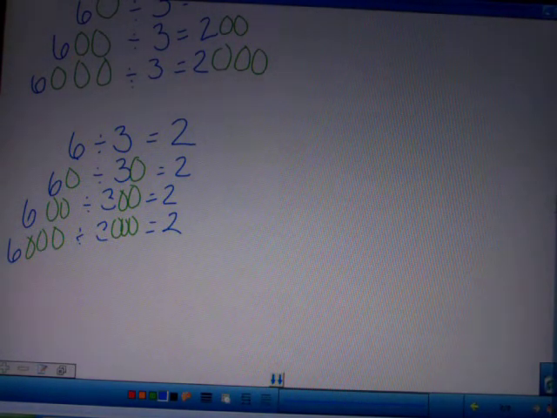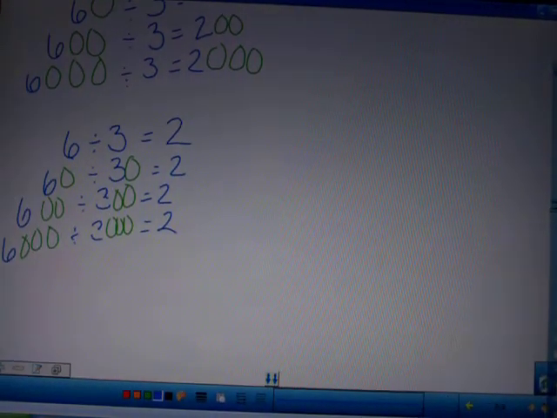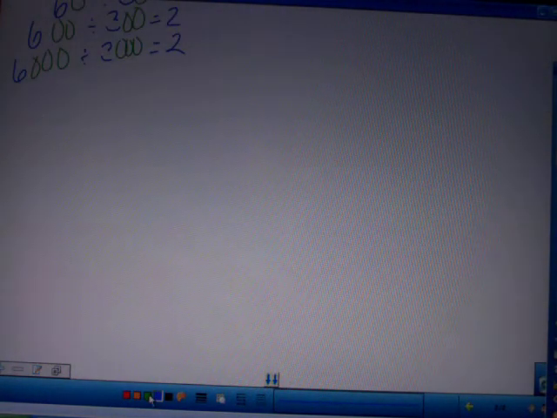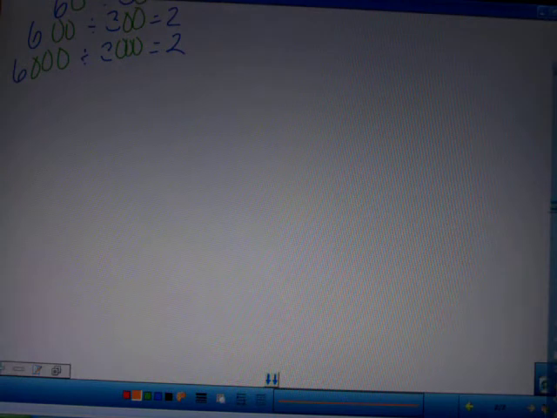Alright, so what we're going to do is just work with different ways to solve problems like this. So one of the ways that I like to solve problems like this: let's say a cow eats 900 pounds of hay over a period of 30 days, how many pounds of hay would the cow eat each day at this rate? So in other words, what they're saying is, what's 900 divided by 30?